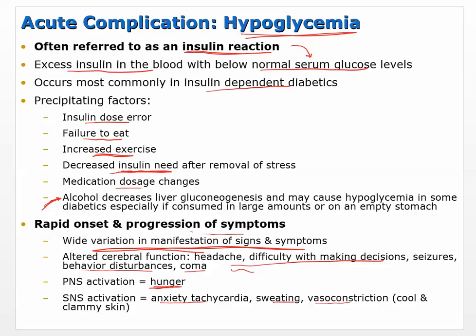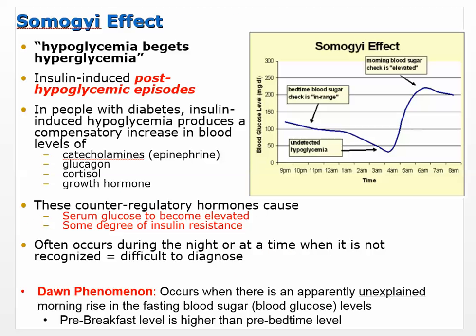Okay, some other things, and this is just something interesting. It's the Somogyi effect, and Somogyi, the person who discovered this, made this quote: "Hypoglycemia begets hyperglycemia." So when your glucose levels fall, you are going to have a rebound. And this rebound may not be, and I'm drawing the same graph that's over here.